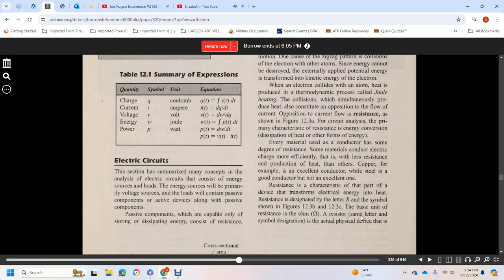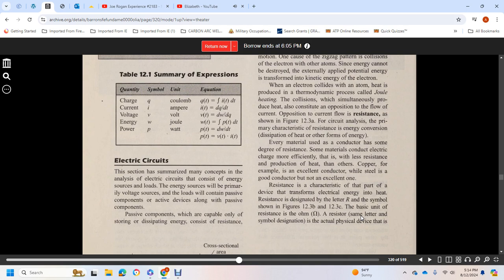Every material used as a conductor has some degree of resistance. Materials that conduct electricity with more efficiency are less resistant. Copper, for example, is an excellent conductor, whereas steel is a good conductor but not an excellent one. Resistance is the characteristic of the part of a device that transforms electrical energy into heat.